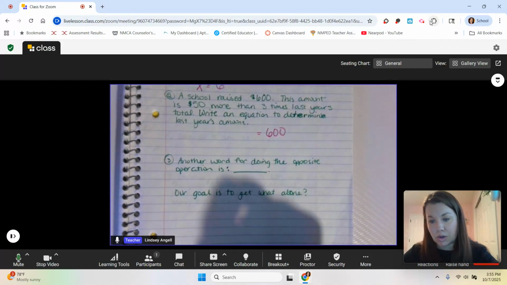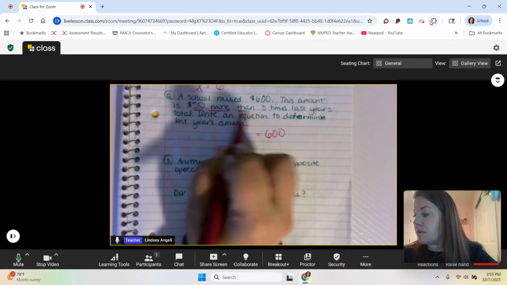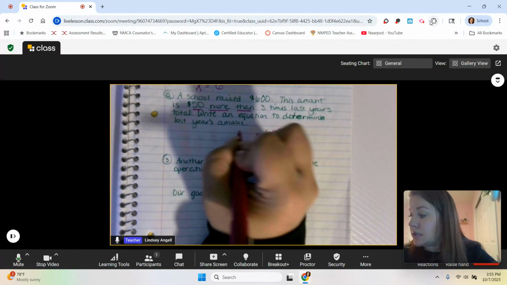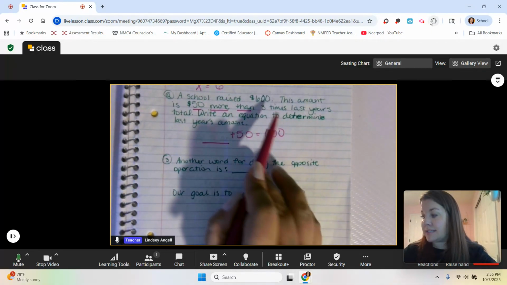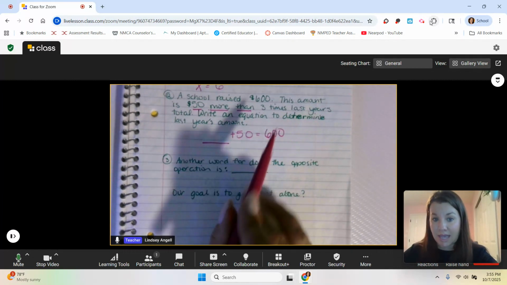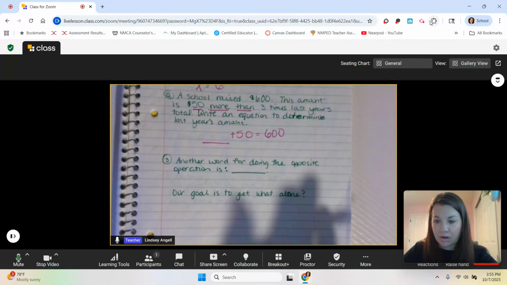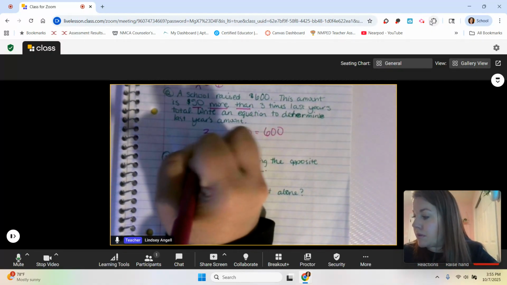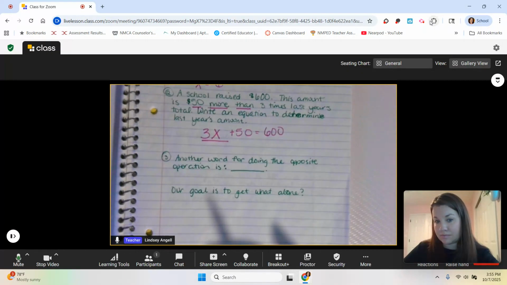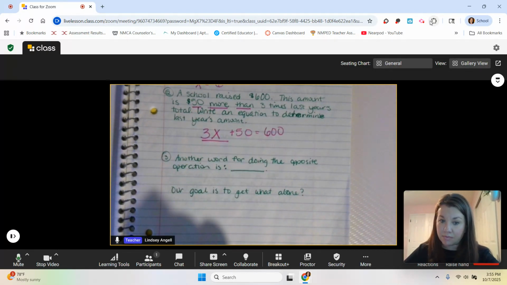That's what they earned. That's their total. This amount is $50 more than. Well, more than means to add. So we're going to be adding 50 to some amount. And in this case, it tells us 3 times last year's total. We could use T for total, but I don't really like that very much because it looks like an addition sign. So I'm just going to say x. 3 times x. So it would be 3 times last year's total plus another $50, and that gives us $600.